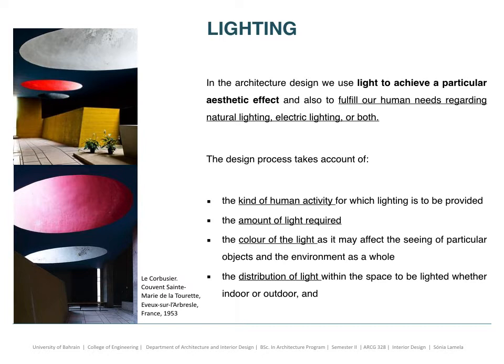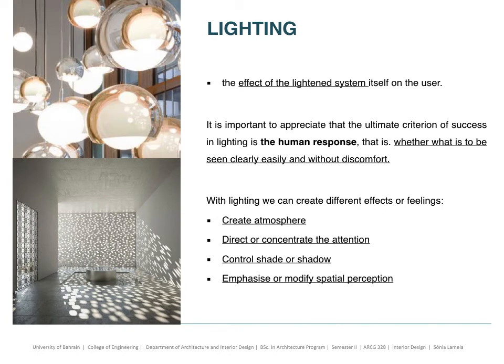The distribution of light within the space to be lighted, whether indoor or outdoor, and also the effect of the lighting system itself on the user. We already talked about color psychology, and light is the same thing. The amount of light, the type of light, the reflection of light will have a human response to it. So we have to provide natural and artificial light in a balance that the users can easily see everything without any type of discomfort.